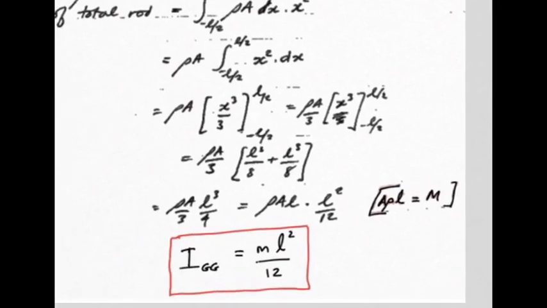And then we step back and note that rho A times L is in fact mass. Let's think why that is. Area times length would be the volume, times density would in fact be mass. So we remove one rho AL term out of the equation and we replace it with mass, and we are left with L squared and 12. So IgG of a thin rod about an axis passing through its center of gravity is mL squared over 12.